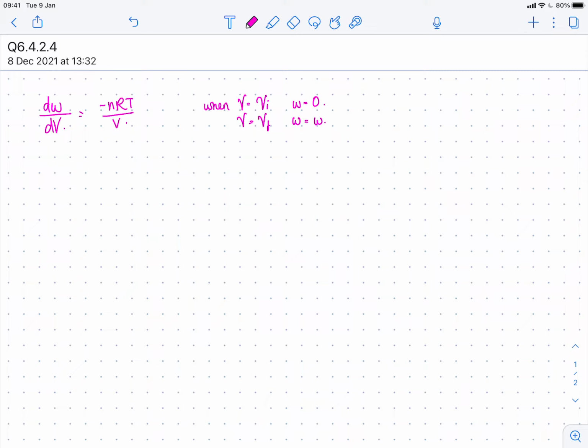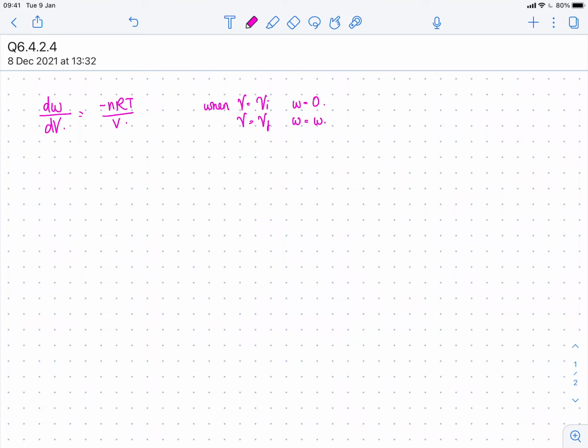Okay, so now if we look at question 6.4.2.4, we're given this differential equation dw by dv is equal to minus nRT over v. You'll see in your thermodynamics where this comes from, but it's essentially from the ideal gas law. And we're looking at the work done in expansion of an ideal gas. But from a maths point of view, we just need to worry about being able to mathematically solve it.